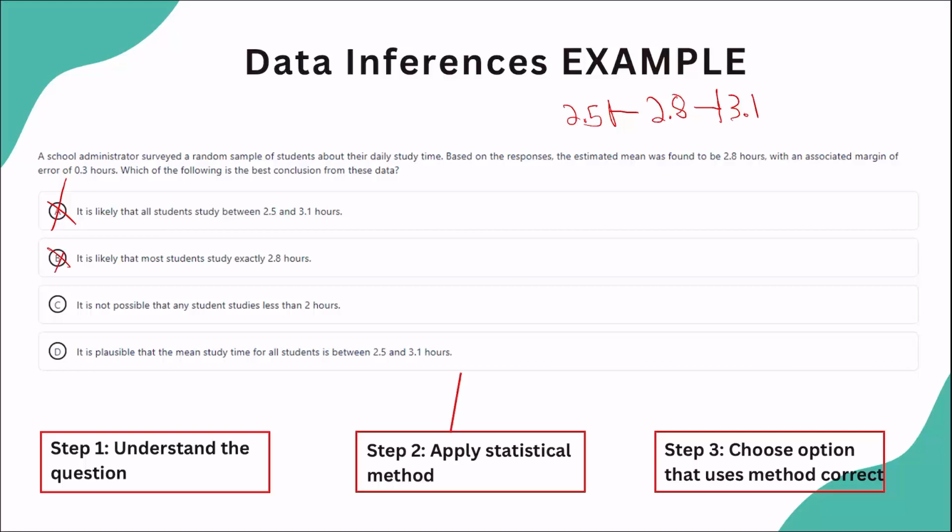Choice number C, it is not possible that any student studies less than 2 hours. Well, we actually couldn't know this because our mean is 2.8, but it's definitely possible that a student could study for less than 2 hours, and so this one cannot be true.